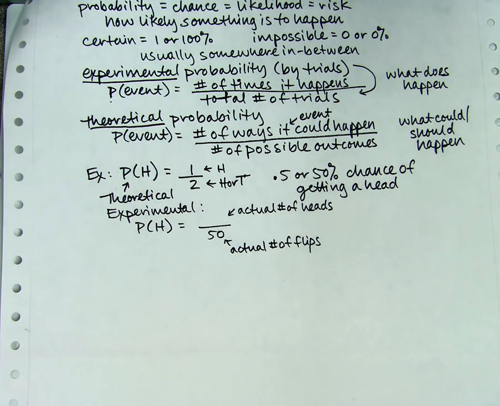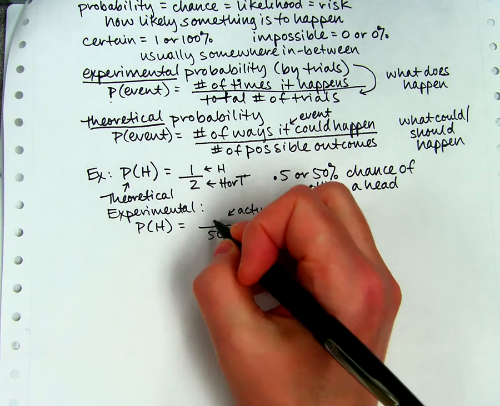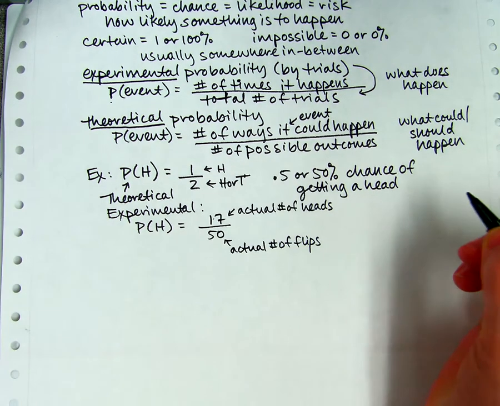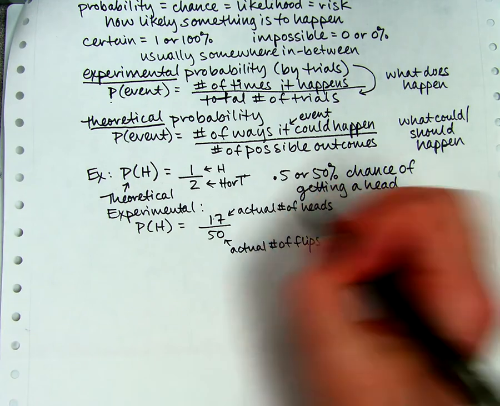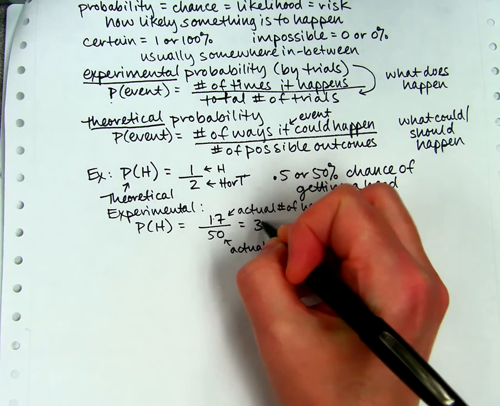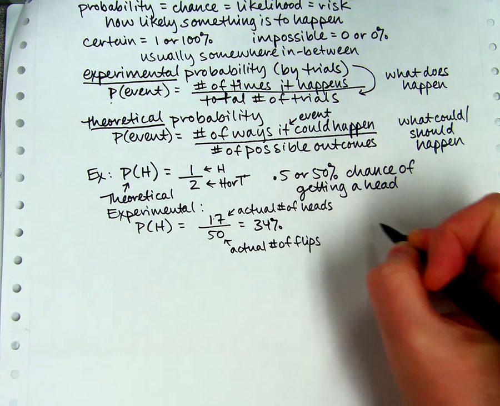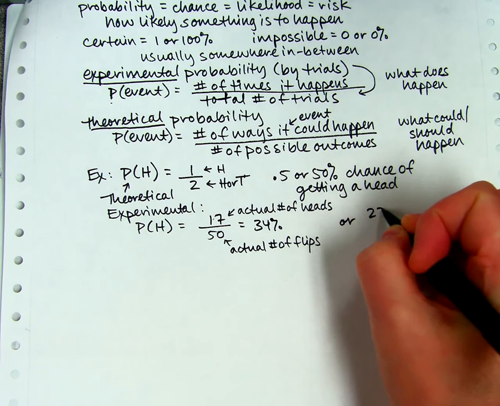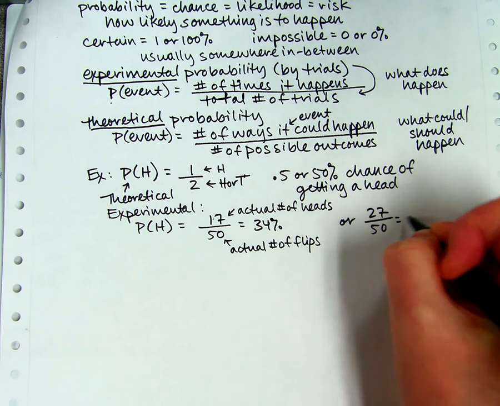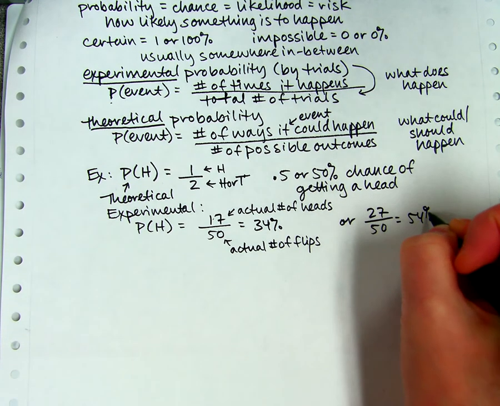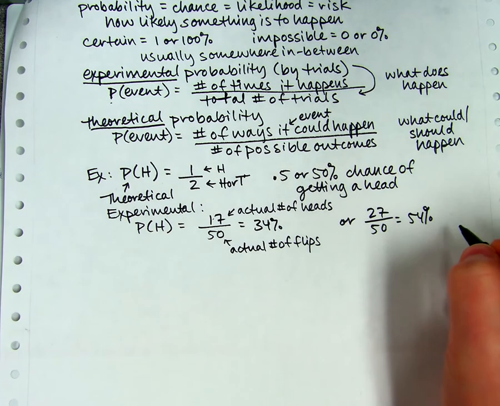So the exactly half sometimes happens, right? But I might not get 25. I might get only 17. And that's okay. That's a perfectly good experimental probability. This comes out to 34%. Or somebody else might get 27 out of 50, and then they'd have 54%. And so this one varies depending on how your experiment comes out.